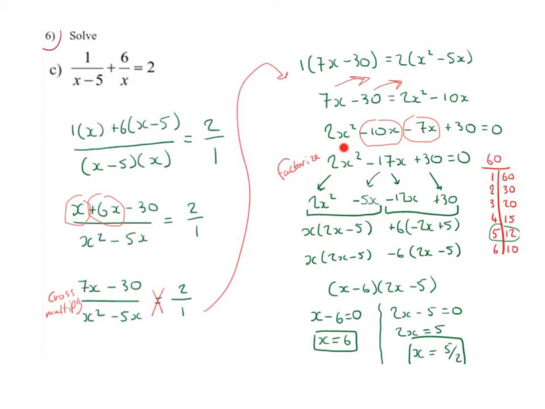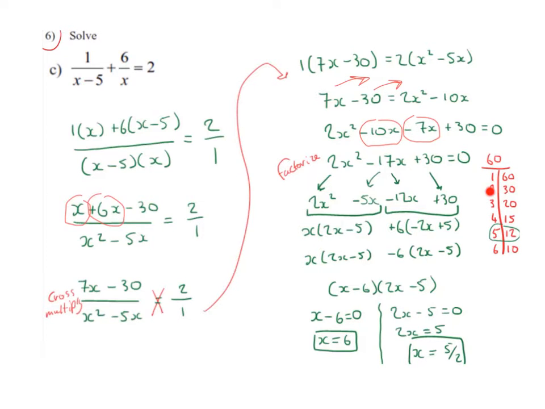Now we have a quadratic that we want to factorize. Since the coefficient of x squared is greater than 1, I'm going to do the factorization by grouping method. So what I'm going to do is say 2 multiplied by 30 gives me 60. And I'm going to list out my factors of 60.